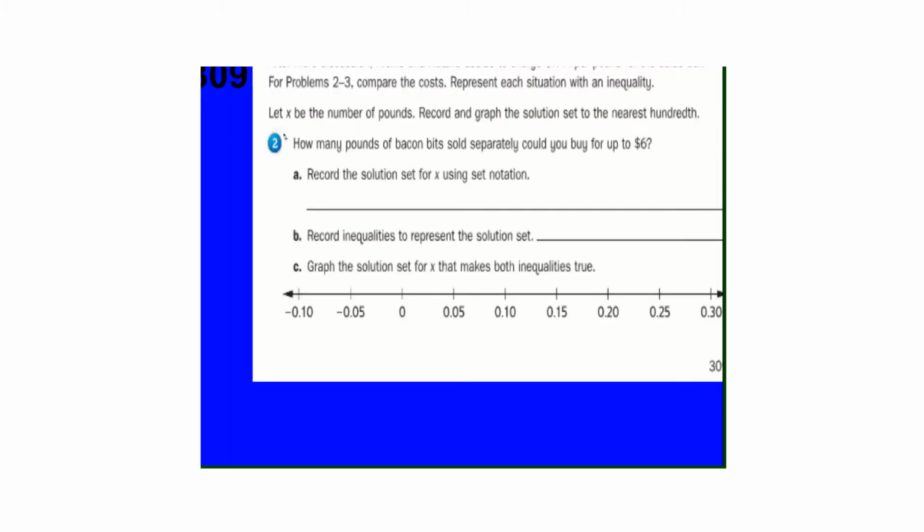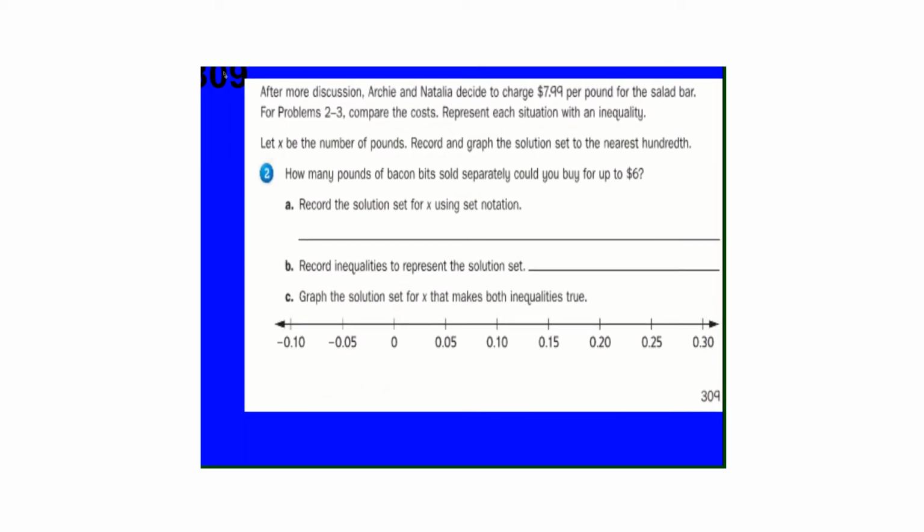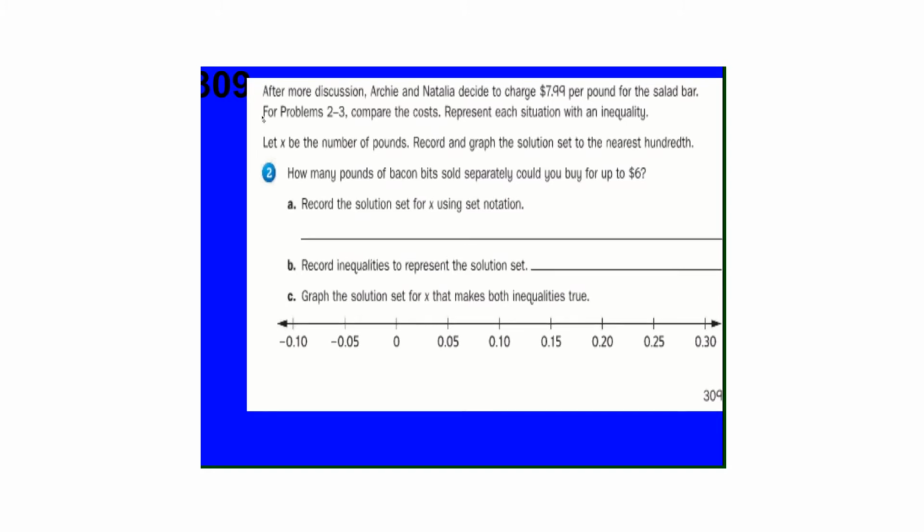Next part here, 309. After more discussion, they decide that they're going to charge $7.99 per pound for 1 pound at the salad bar. So go ahead and do 2A, B, and C. Graph the inequalities on the number line. Pause the video and do that.